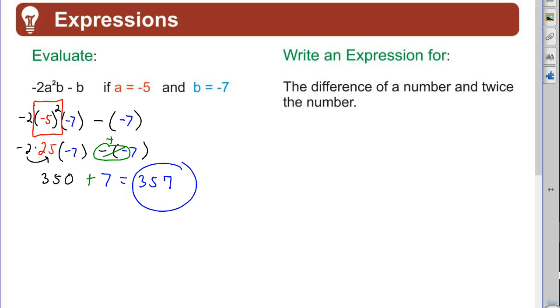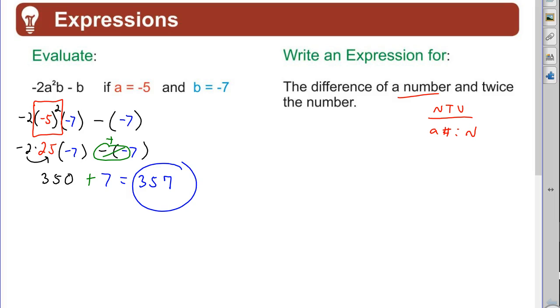All right, write an expression. That's something else we had to do in lesson 1, and so remember, we're going to name the variable. This one, not a whole lot involved, the difference of a number and twice the number, so all you have is a number. So call the number n.